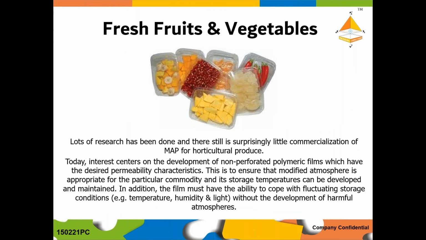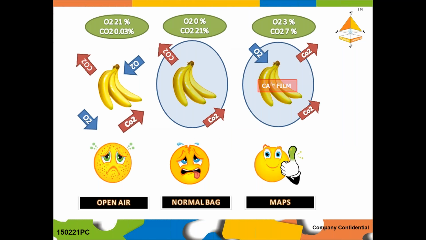Fresh fruits and vegetables. So today, non-perforated films which have the desired permeability characteristics are available, and we can use them. So this is how it is. You can see this is the open air. This is the normal bag. So the normal bag is not really good. And then comes MAP. You can see how good it is.